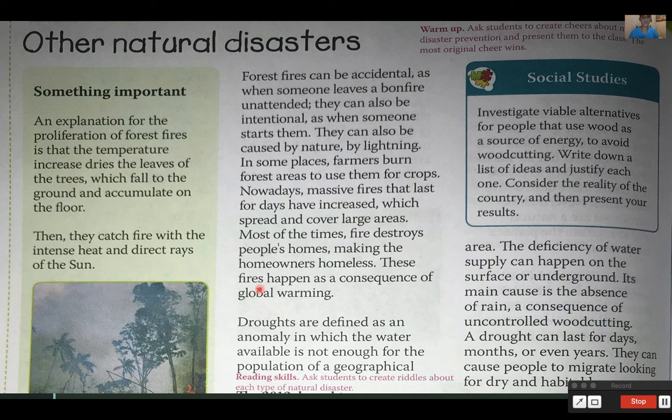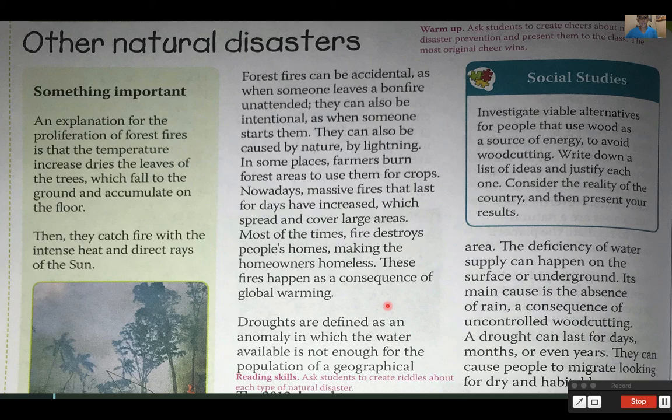Okay, los incendios forestales pueden ser accidentales o pueden ser intencionales, ¿verdad? Esto depende del caso. They can also be caused by nature, by lightning. In some places, farmers burn forest areas to use them for crops. Nowadays, massive fires that last for days have increased, which spread and cover large areas. Most of the time, fire destroys people's homes, making the homeowners homeless. These fires happen as a consequence of global warming.